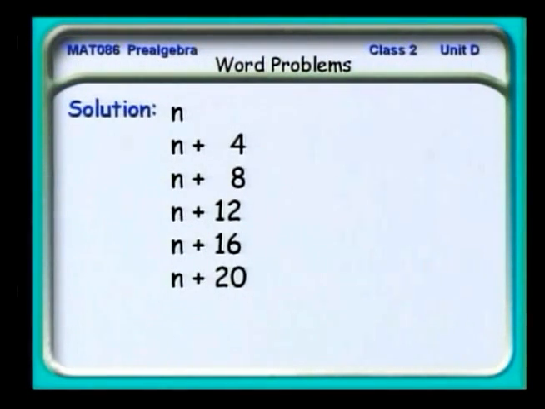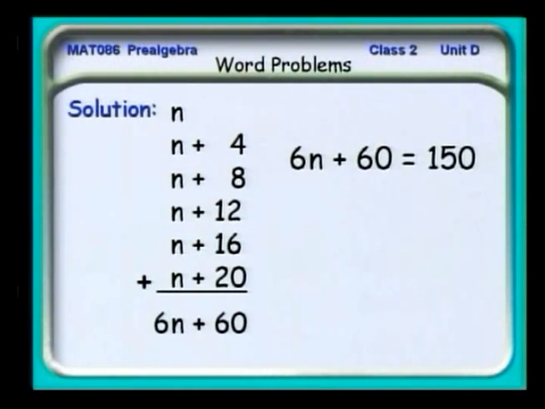We'll add up all of the pies that were eaten, n for the first day, 4 more for the second, 4 more than that for the third, and so forth. When we add these together, we can add the n's and the numbers separately, so we get 6n plus 60. We know that must be 150. We have our equation, and now we can continue to solve the equation for n.